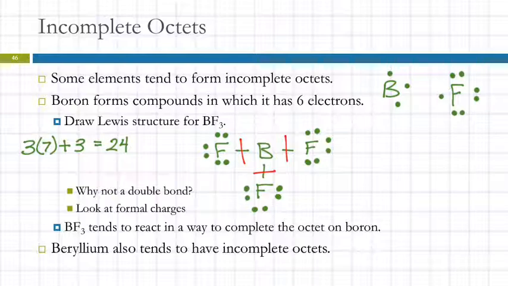Now, BF3 will tend to react with other things in a way that will complete the octet on boron. But BF3 does exist, and it has all single bonds. So boron often does this, and beryllium, another small one. And beryllium, you're like, but wait a minute, isn't beryllium a metal? Well, yeah, kind of. But it's one of the least metallic metals, and so sometimes it forms covalent bonds.